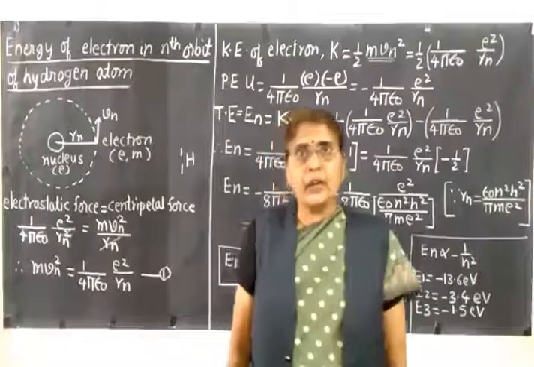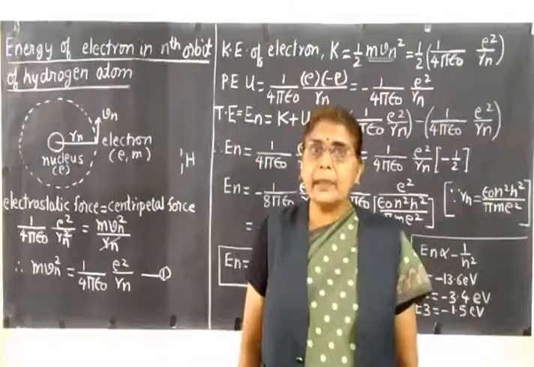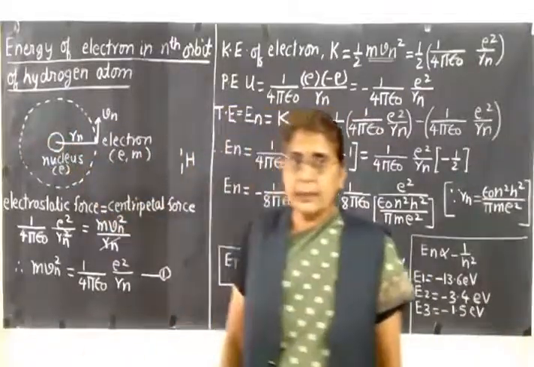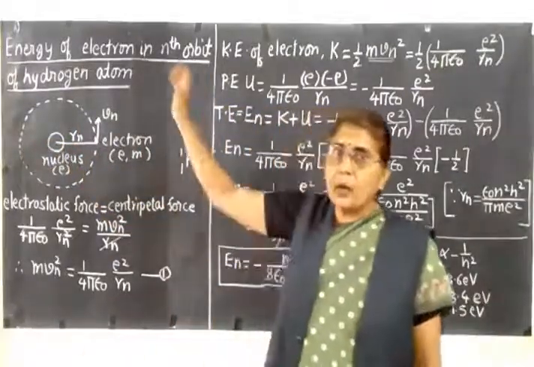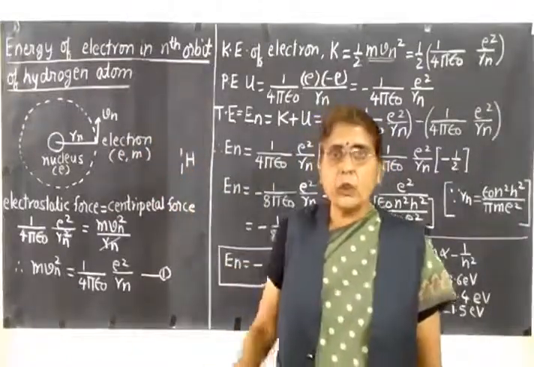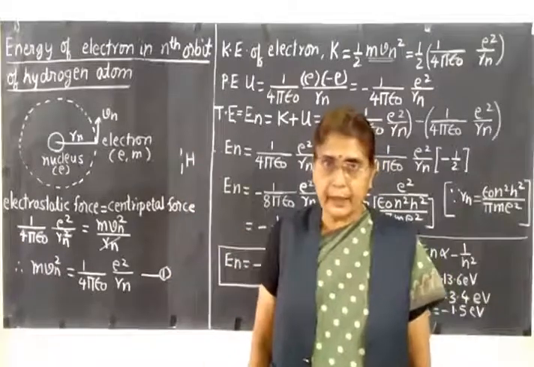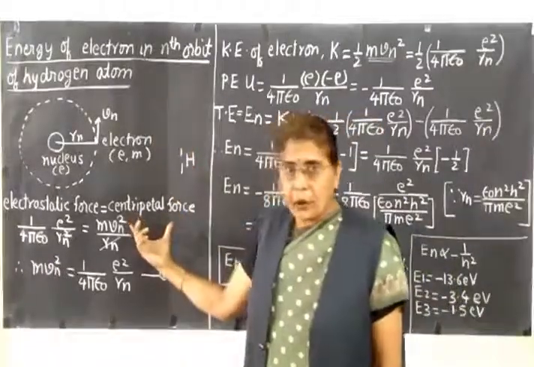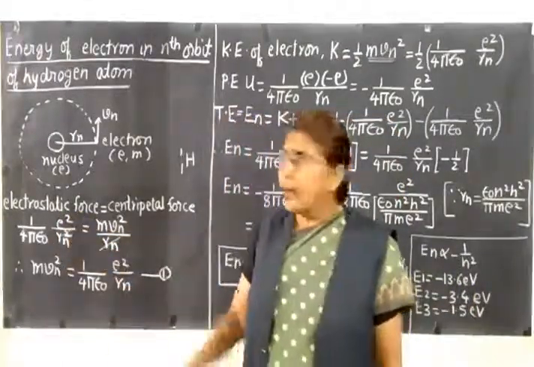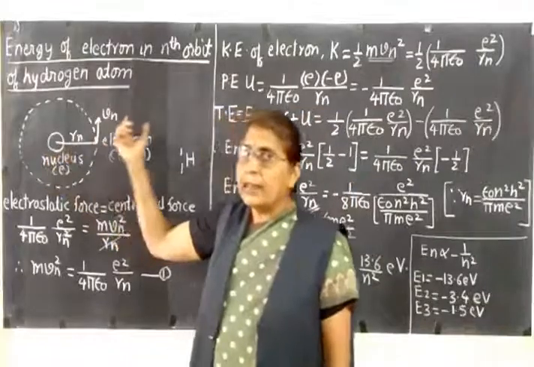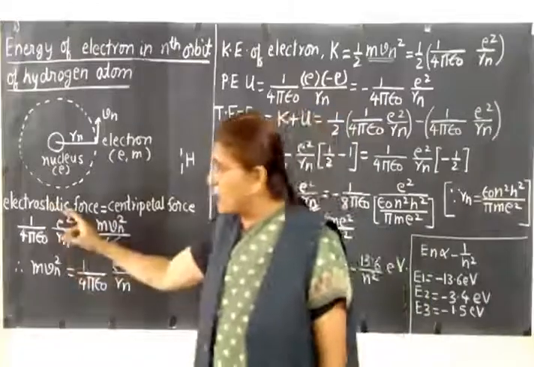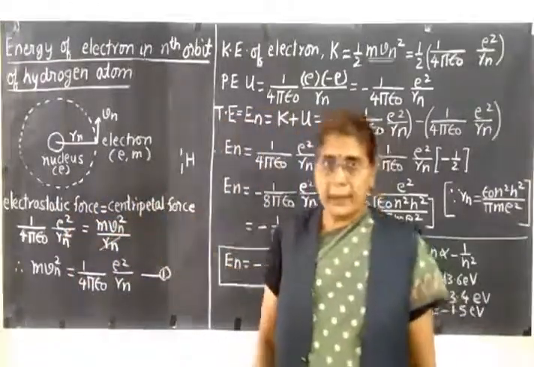Now you know that for any circular motion, a centripetal force is required. That is a force that acts towards the center of the circular path. So for the circular motion of the electron also, a centripetal force is required. What provides the centripetal force here? Here the centripetal force is provided by the electrostatic force of attraction between the positive nucleus and the negative electron. So we can very easily equate the electrostatic force to the centripetal force.